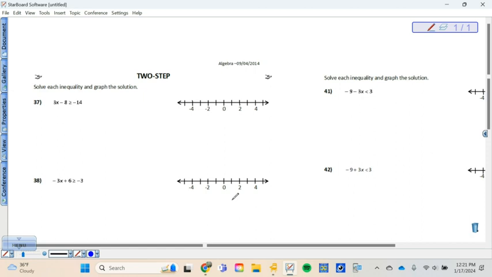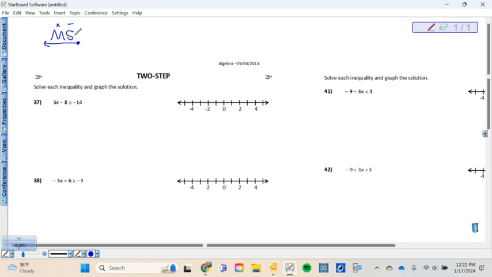What are the two operations you see in number 37? There's subtraction and what else? Multiplication, right? Subtraction and multiplication. What do we have to undo first? Remember, we worked backwards. We have to undo the subtraction first.